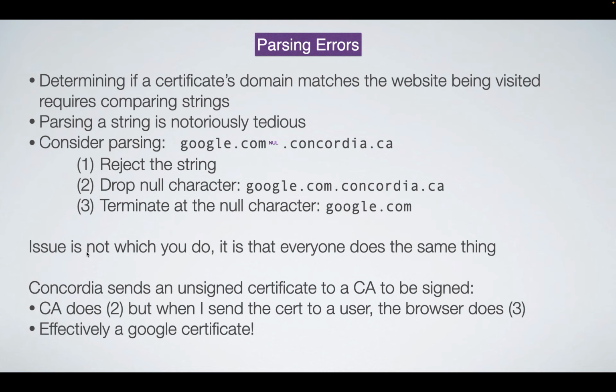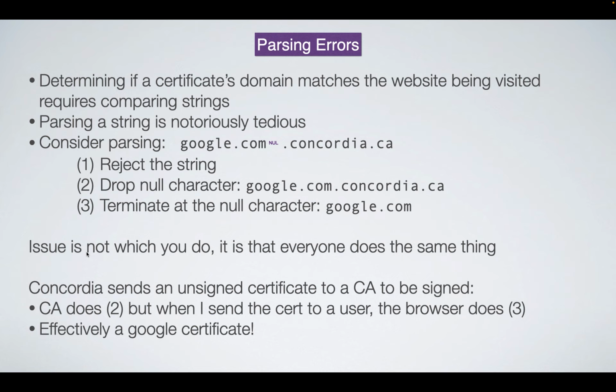Let's assume for the fun of it that the CA is going to drop the null character. So where's the email going? The email is going to admin at google.com.concordia.ca. Who owns that domain? Concordia. The fact that it's got google.com before it is just a subdomain. You can make any subdomain you want. It has nothing to do with Google at all. It's a subdomain of Concordia, so Concordia could receive that email.